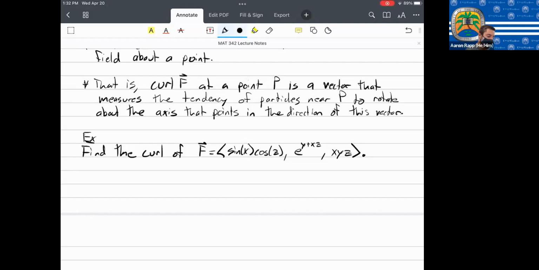So the way I like to break these down is first recognize what the three components are, the p, the q, and the r. Well, my p component was just that sine of x times cosine of z. John, what's my q component?